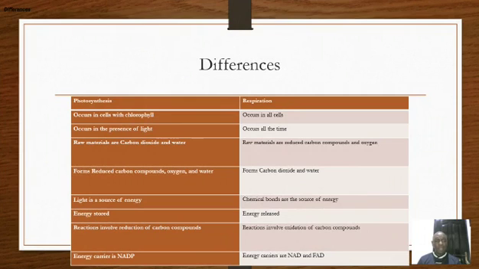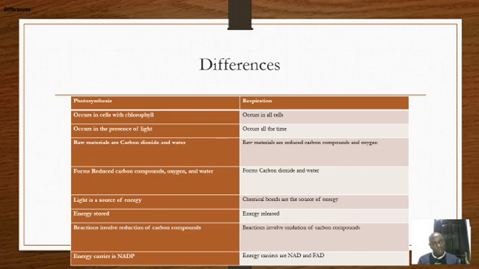Then looking at the differences. Lastly, what are the differences between photosynthesis and respiration? Much as we said that they both occur in cells, photosynthesis only occurs in cells with chlorophyll, while respiration occurs in all cells, regardless of whether they have chlorophyll or not. That is why we say respiration occurs in both plants and animals. Photosynthesis occurs in the presence of light. Light is needed, while respiration occurs all the time, whether light is available or not. Remember, these reactions are opposite.